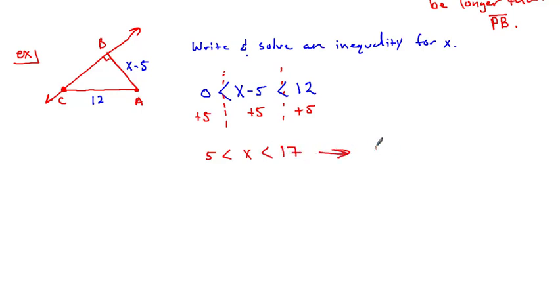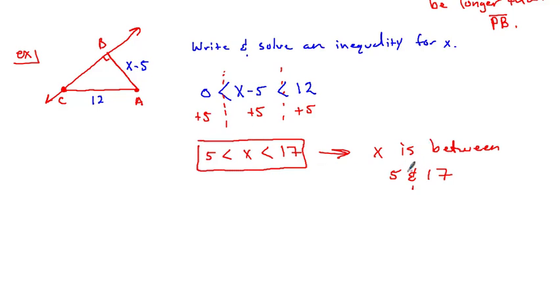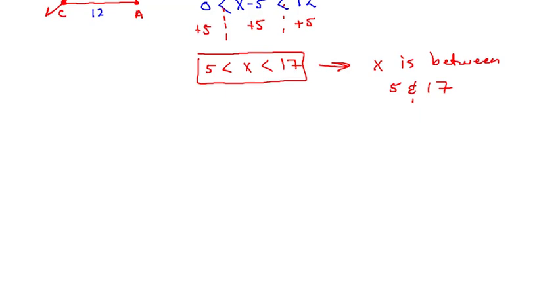And the way you read this is you would say x is between 5 and 17. So it can't equal 5 and it can't equal 17, but it can be any number between 5 and 17, and that would work for our picture here. So this is your answer. This is how you would say it. Okay, so that was just a little quick one. Don't worry too much about it if it was confusing. We'll practice it.